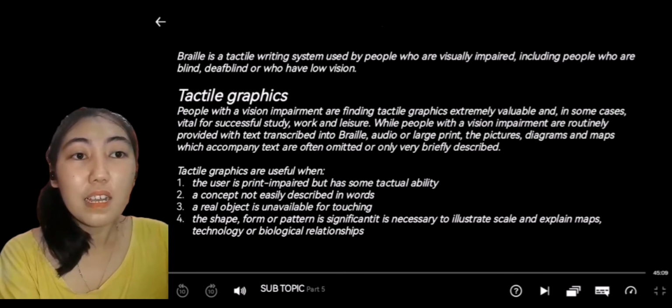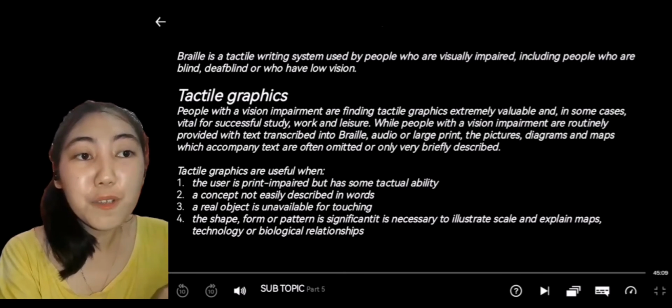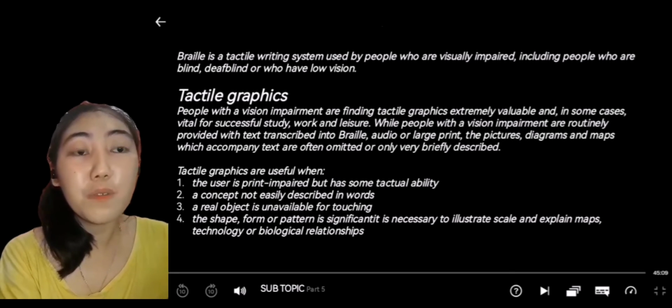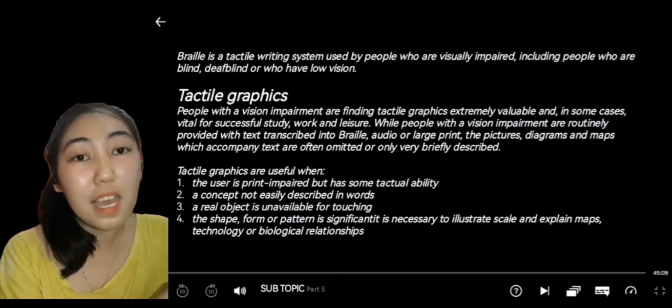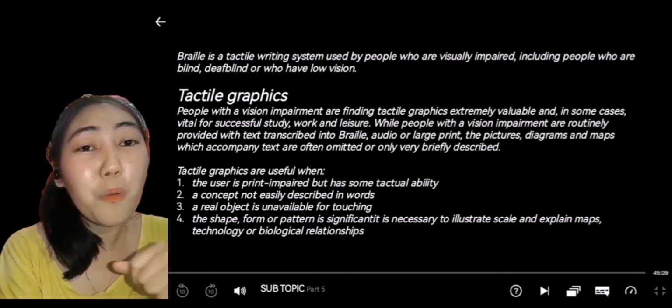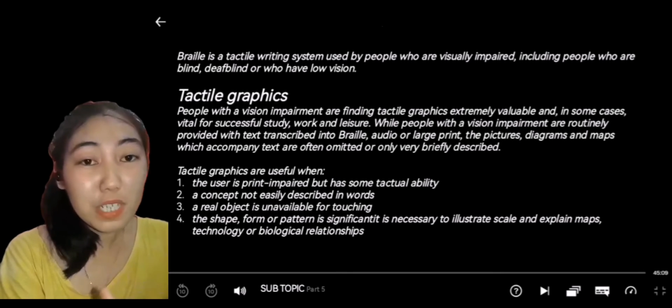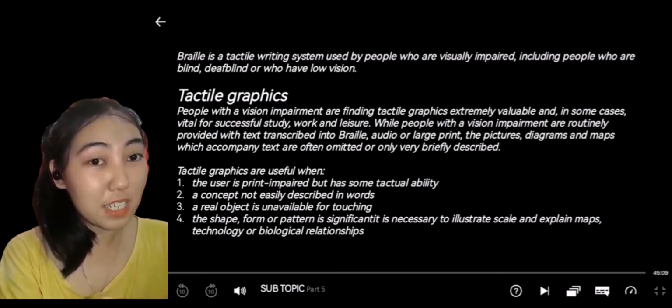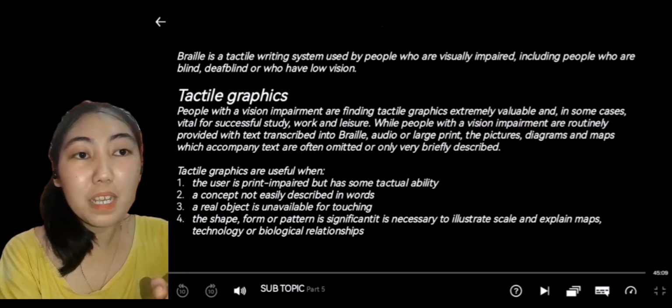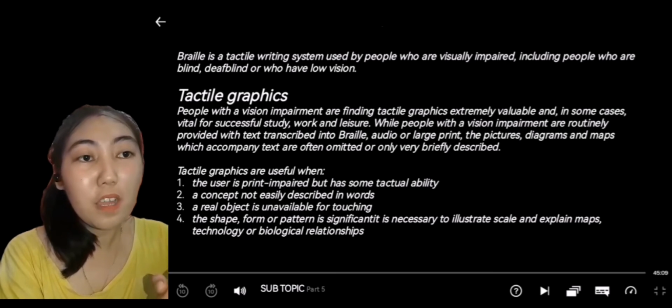Now, tactile graphics are useful when, number one, the user is print impaired but has some tactile ability. It means that the child is adept in knowing what he or she feels while touching the surface. Number two, a concept is not easily described in words.